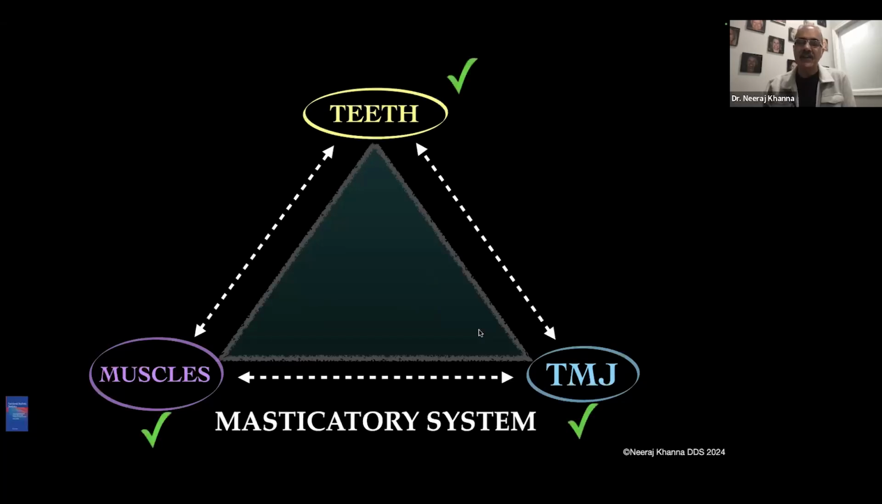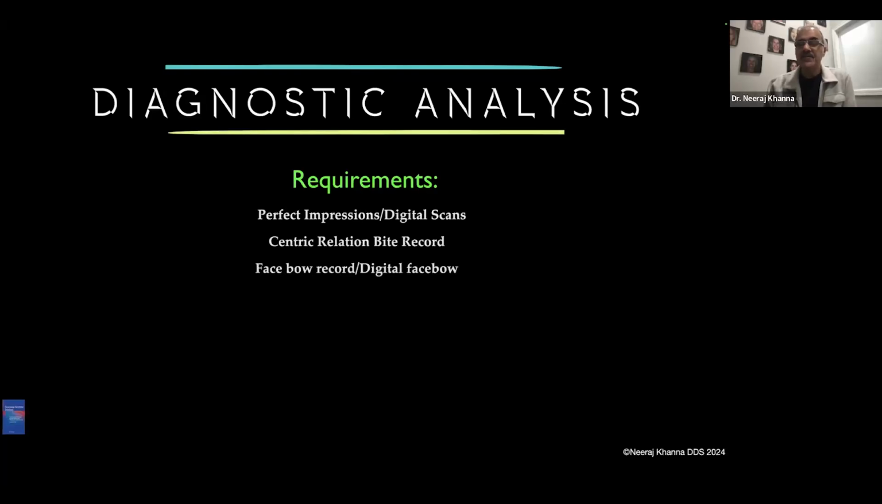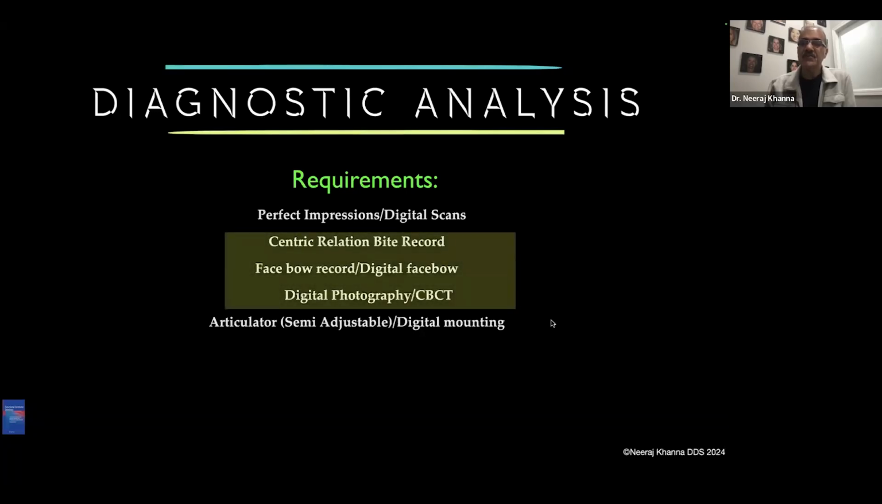However, if any combination of this system is not working for that patient, then these patients become unstable. And because they're unstable, we have to have diagnostic records. That basically means either perfect impressions or digital scans, a centric relation bite record, a FACEBOW or a digital FACEBOW, digital photography or a CBCT, a semi-adjustable articulator is what's required. But I'm going to focus on these three elements for you this evening.